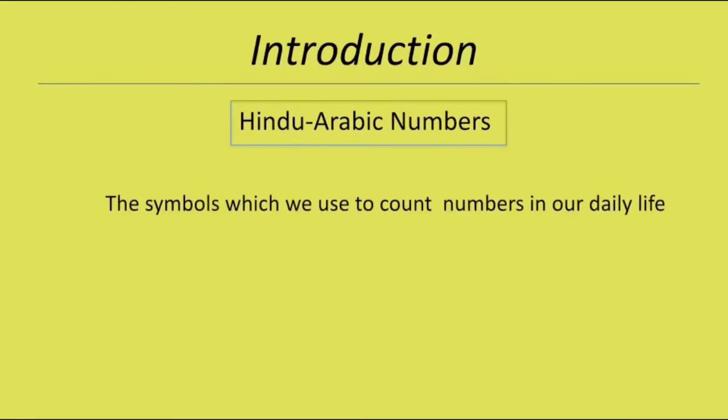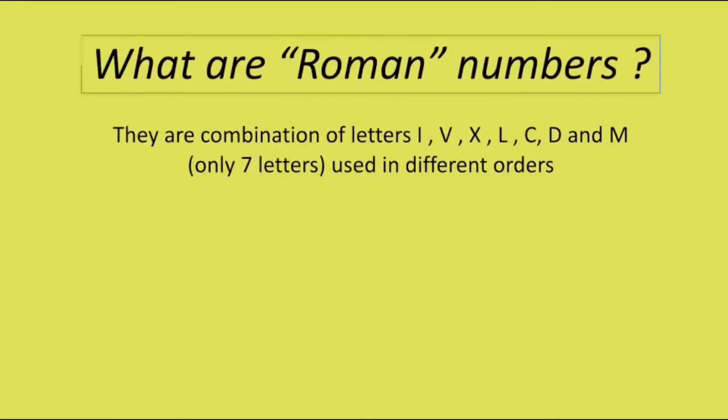Children, the symbols which we are using to count numbers in our daily life are called Hindu Arabic numbers. You are very familiar with these numbers. And the ancient Romans used some symbols to write numbers. Those symbols are I, V, X, L, C, D and M. They used different combinations of these symbols to write the numbers.